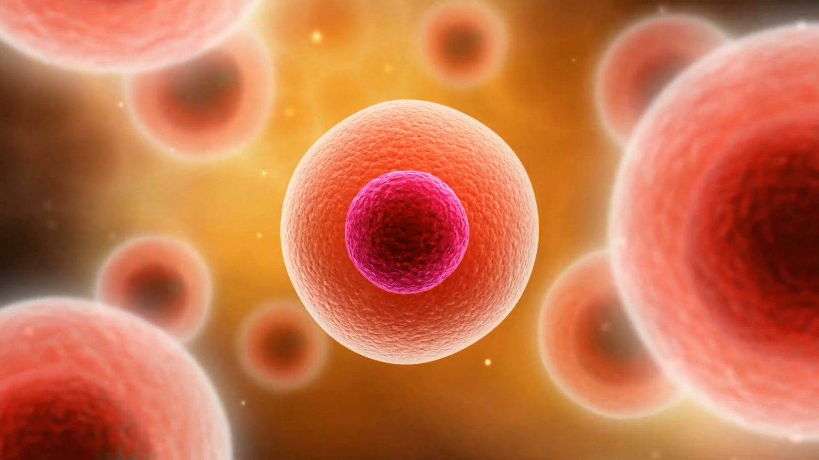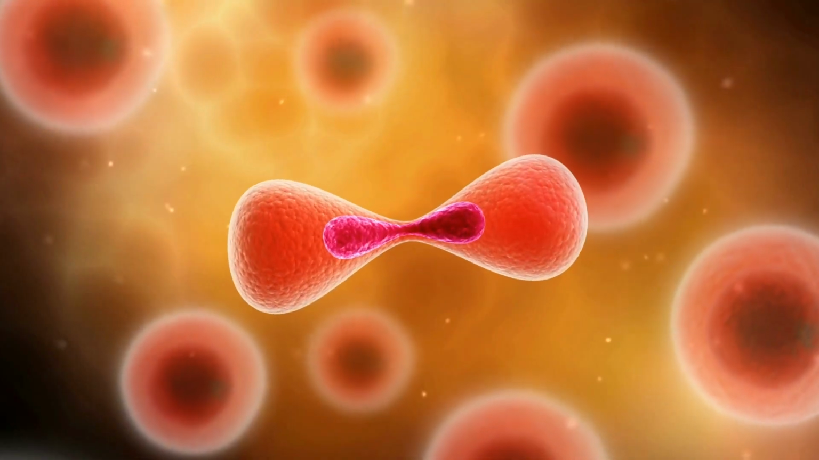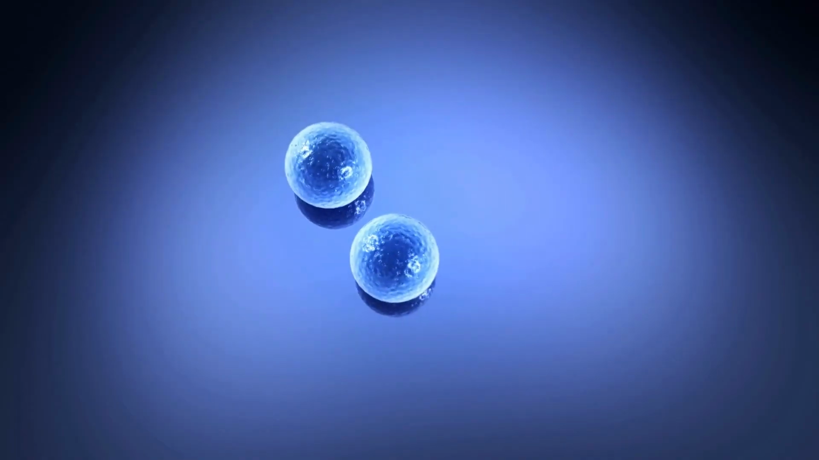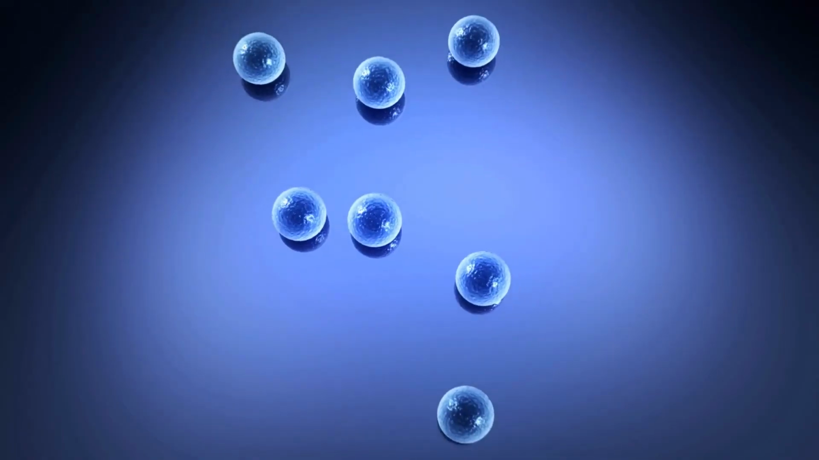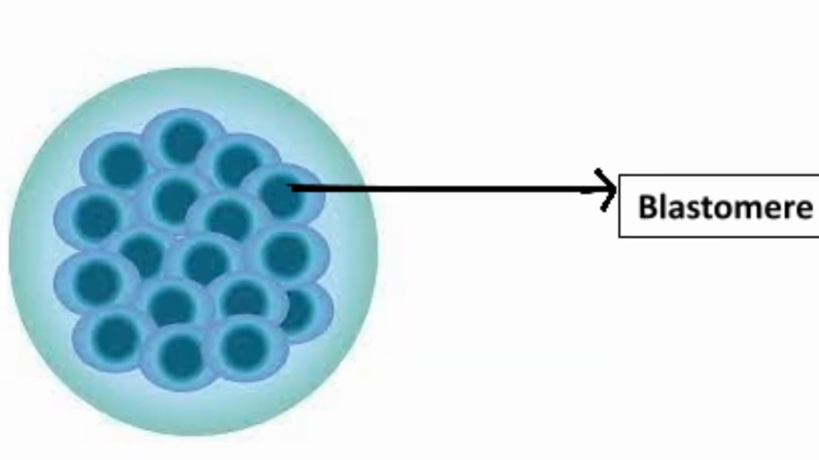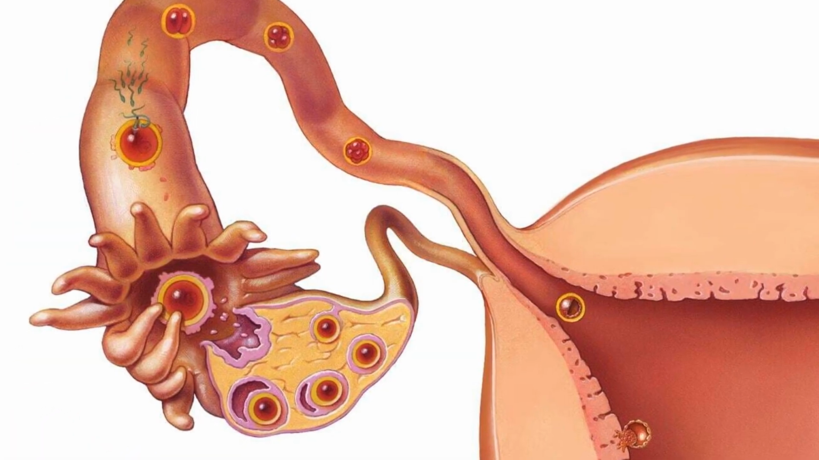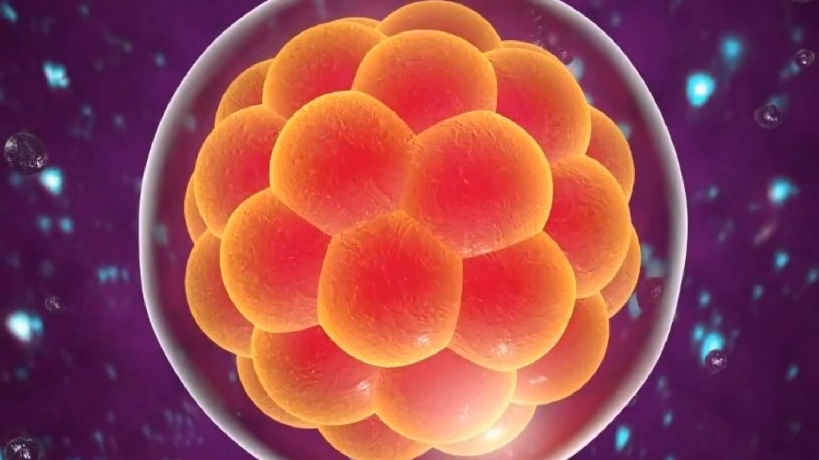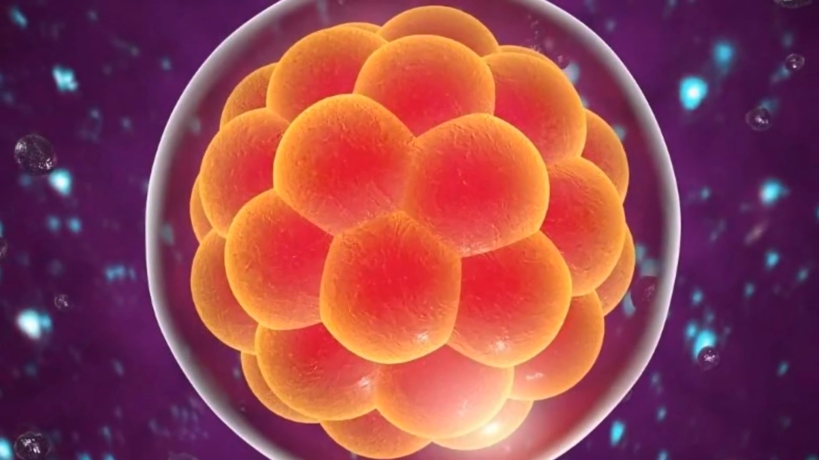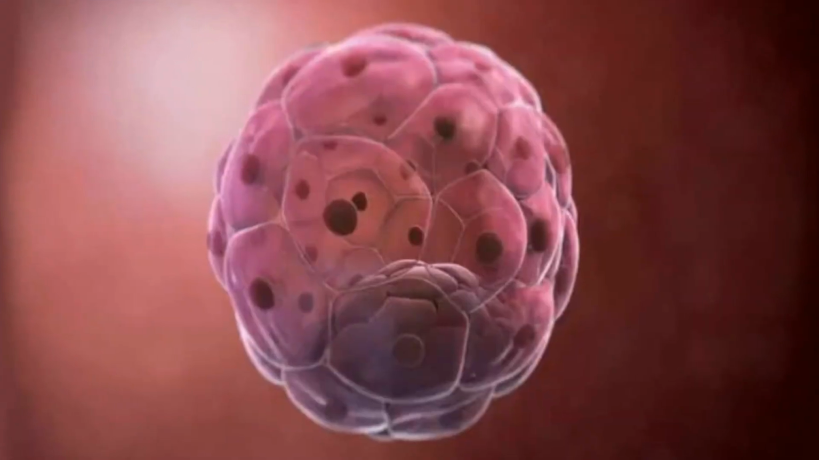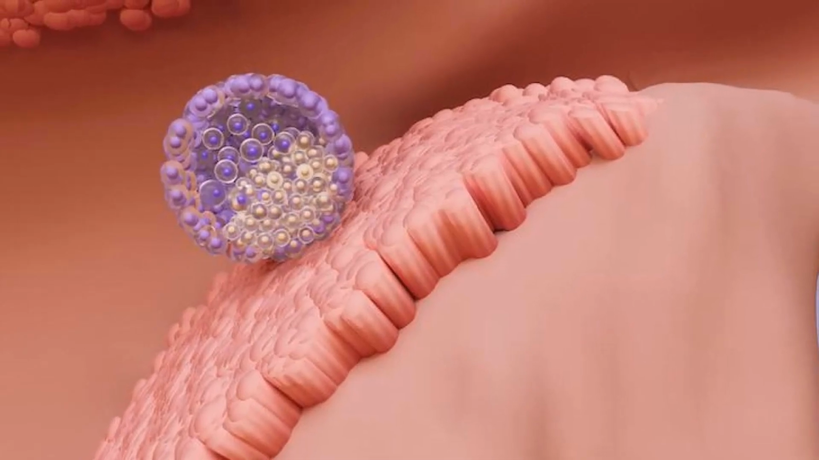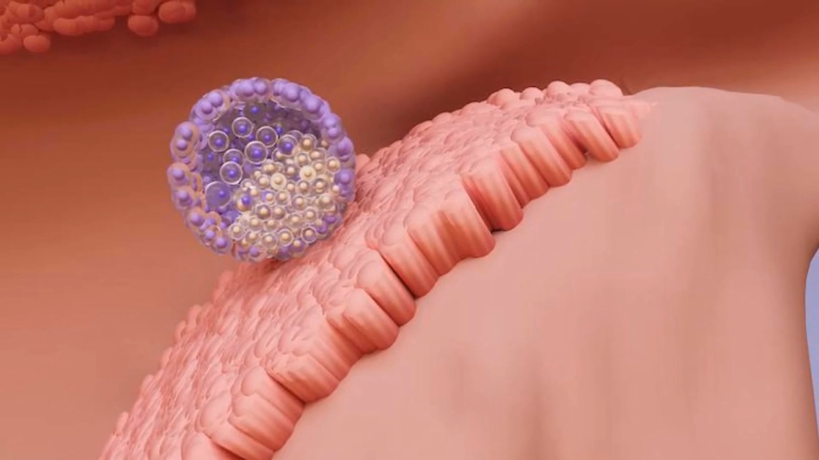Once the zygote forms, it immediately begins to divide through a process called cleavage. In this phase, the single-celled zygote rapidly divides into multiple smaller cells, known as blastomeres. This series of divisions continues as the zygote moves towards the uterus, eventually forming a compact cluster of cells known as a blastocyst. This early development is critical, as it prepares the blastocyst for its next major milestone, implantation.